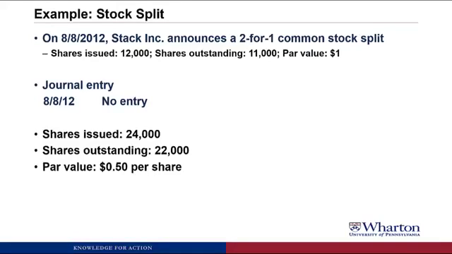And as you can see, by dividing the par value in half as we double the number of shares, it won't change our balance in common stock or additional paid-in capital. Because if we take the shares issued times the par value, it's $12,000, which is what the balance in common stock would have been before we did the split.